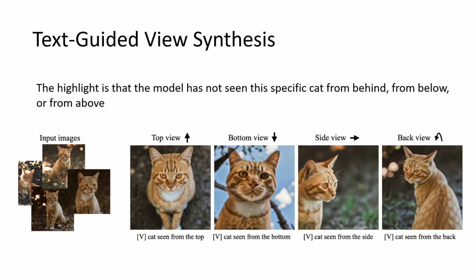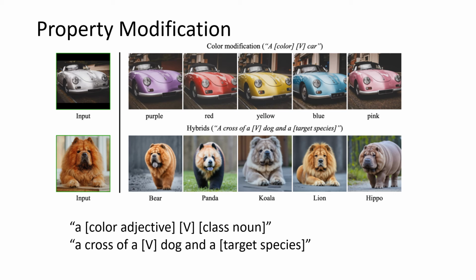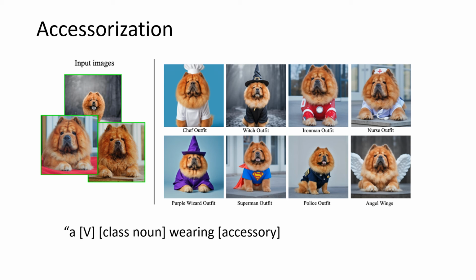They can make color changes with a color adjective in the prompt sentence: a color adjective, unique identifier, class noun. They can also make crosses between a specific chow-chow dog and different animal species. We can see that the identity of the dog is well preserved even when the species changes. As you can see from the face of the panda, it is the chow-chow dog. Also, they can make a dog wear outfits. As you can see, a unique identifier, class noun, wearing accessory.